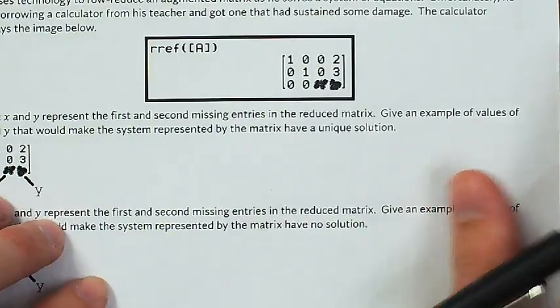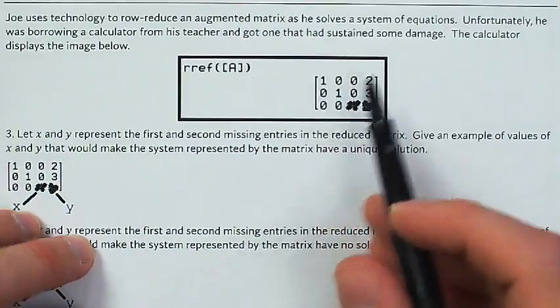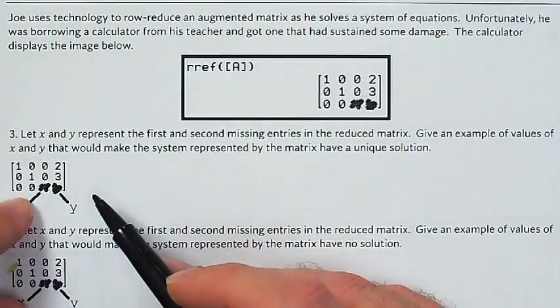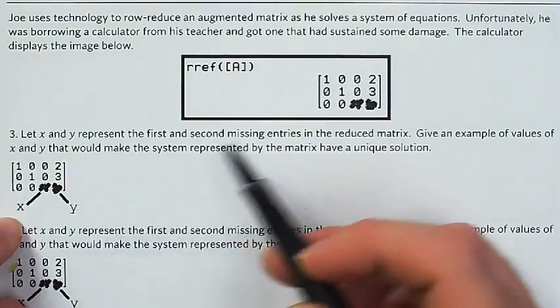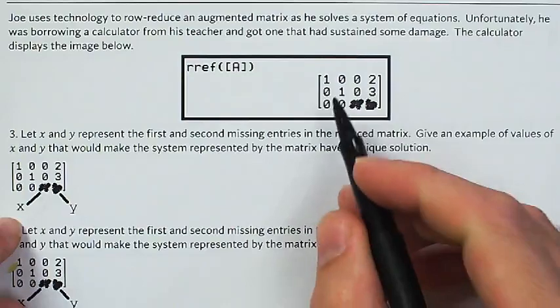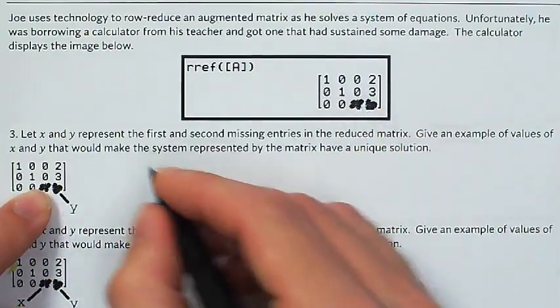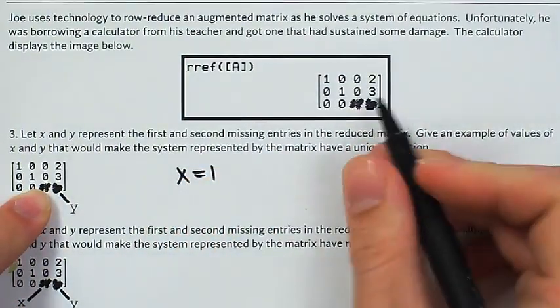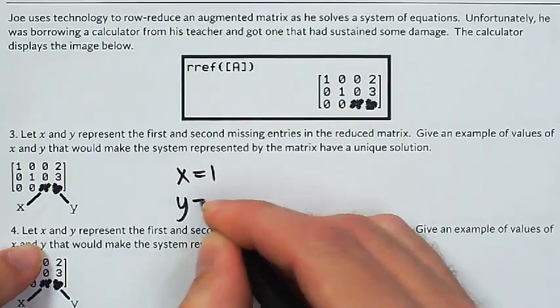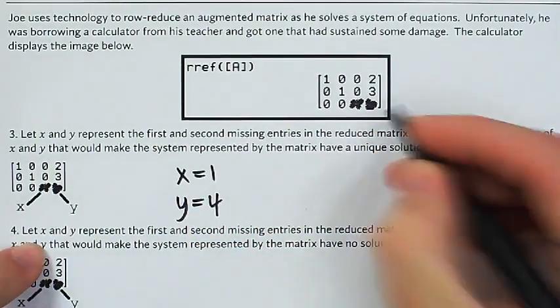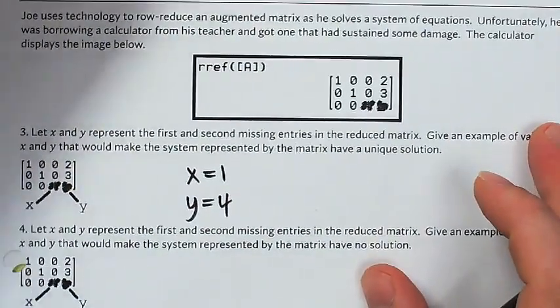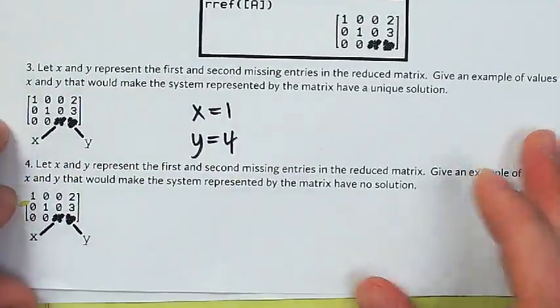Okay, and then down here we've got Joe, who has borrowed a damaged calculator. x and y would represent the first and second missing entries in the reduced matrix. So we want a value of x and y that would make the matrix have a unique solution. Well, we know that this number here has to be a 1. And y could be really anything, but I'd say y equals 4, because then my solution would be 2, 3, and 4. But really, x is 1, and y could be anything.